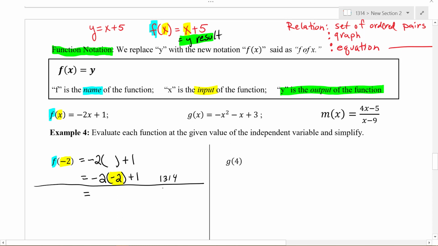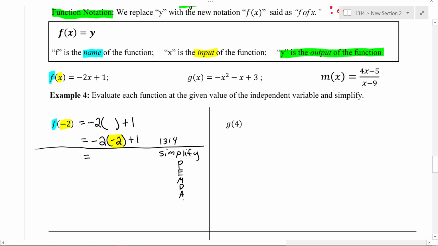The next thing that I want you to do is to simplify just what's on the right-hand side of that equal sign. In order to do that, we use order of operations. So you've heard of PEMDAS, hopefully. PEMDAS says to do what's inside of the parentheses first. Well, when I look inside of the parentheses, there's nothing to do. The next thing says to look for any exponents. I don't see any exponents.